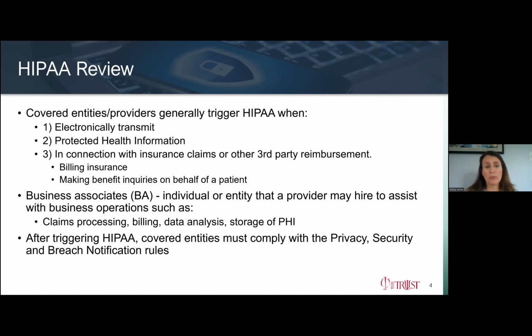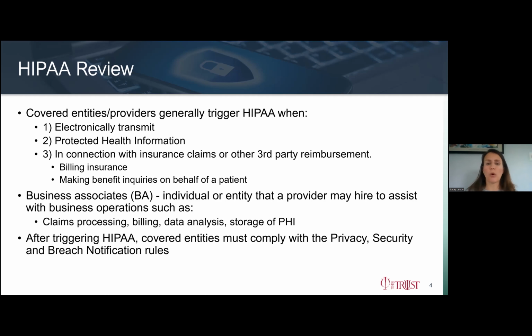Another aspect of HIPAA in general is the idea of business associates. So we talked about those third parties. A business associate is an individual or entity that a provider may hire to assist with business operations, such as claims processing, billing, data analysis, storage of protected health information. So this would be if you've hired a third party to help bill insurance, or a third party to store documents, or to dictate your notes. I know that's very old school, but some people still do that.